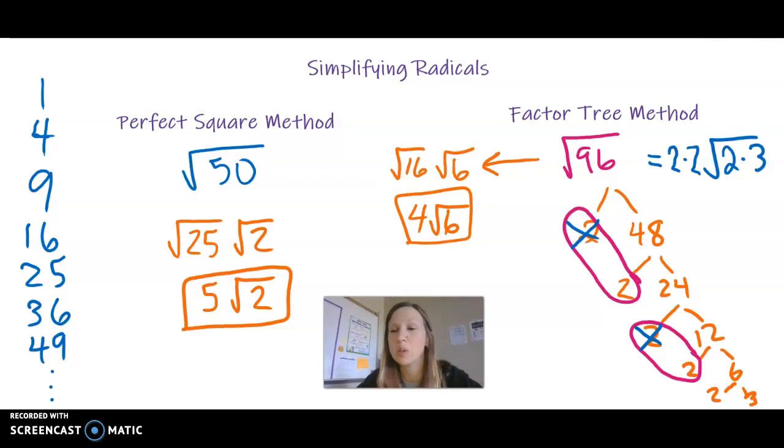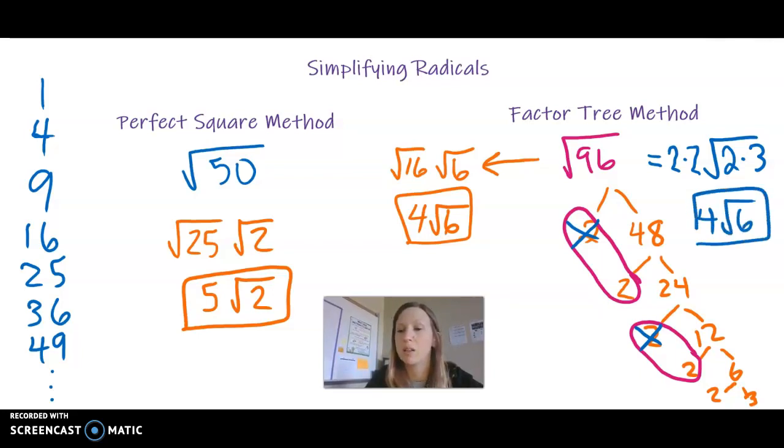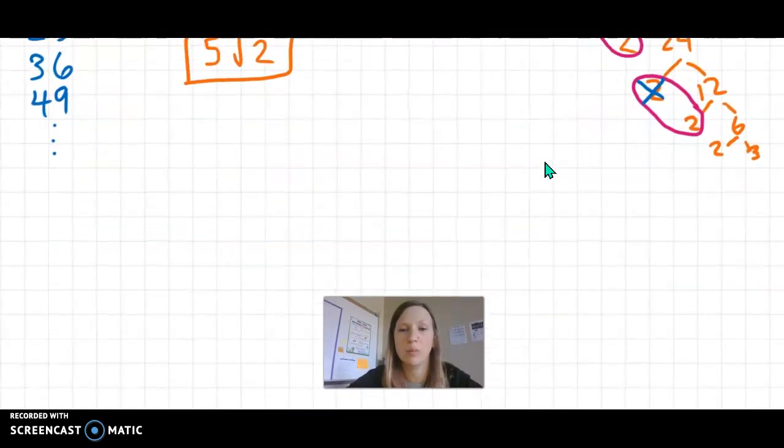Okay? Now we just multiply. The 2s on the outside of the radical get multiplied, and the 2 and the 3 on the inside of the radical also get multiplied to create 4 radical 6. Now there is one last thing that I would like to look at, and that is what happens if there's a number already in front of the radical. What would we do? Okay, so I'm going to scroll and try one more example with you.